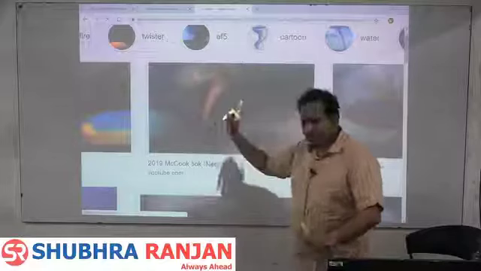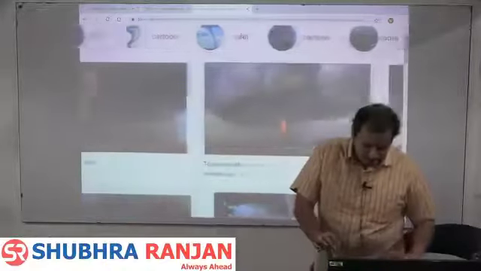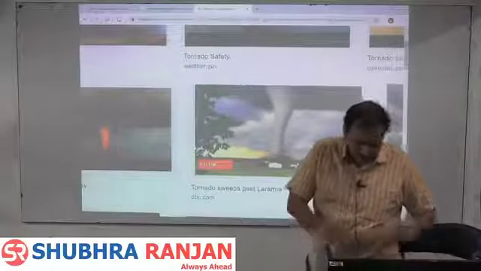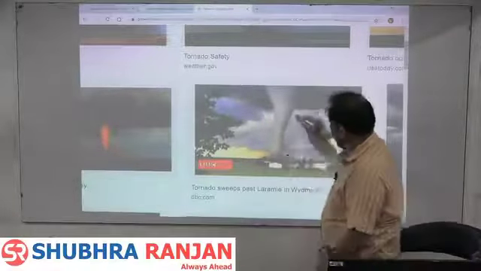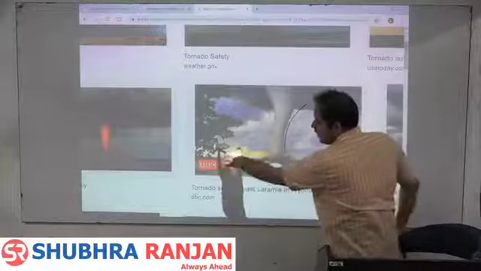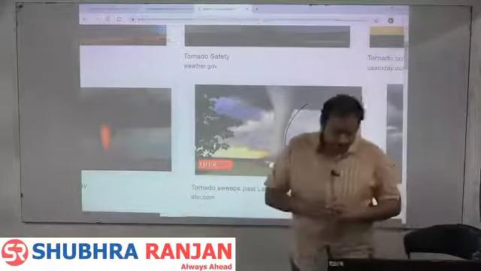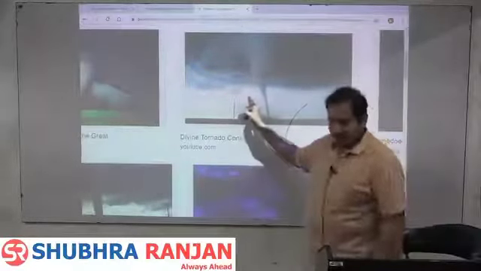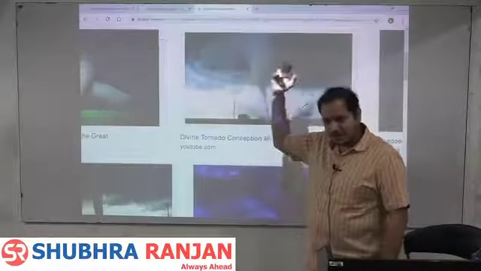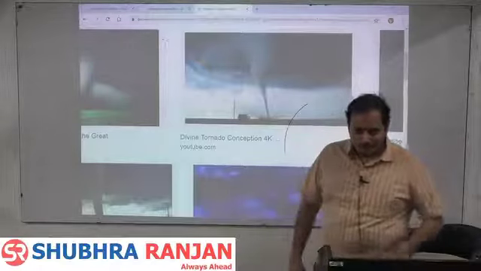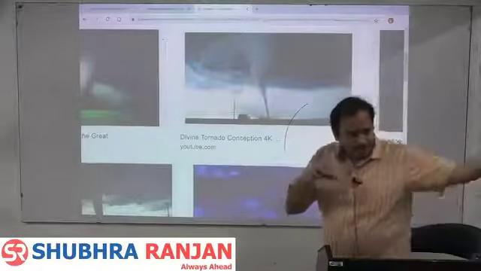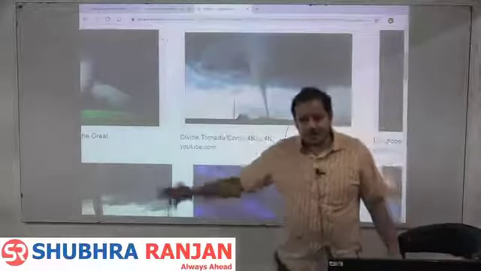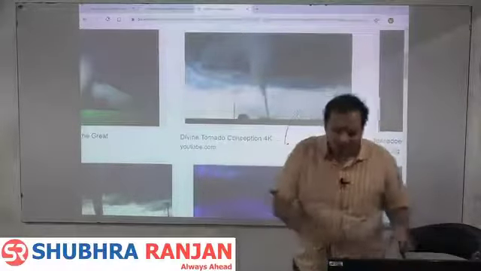What is happening? Warm air is being thrown upwards, and this is what is the cumulonimbus cloud ka formation. Cold front. Cold air hai, I'll show you in another diagram. Jahan jahan there is a cold air, wahan pe the sky will be clear. Jahan pe there is a warm air, the sky will be having clouds. So tornado ke boundary pe ek side mein the sky is extremely clear, ek side pe the sky is extremely cloudy. This shows warm air and cold air.